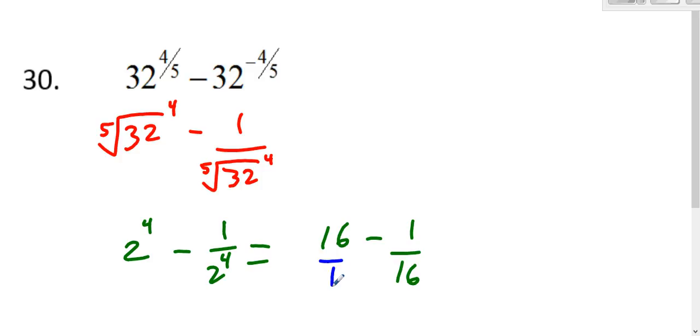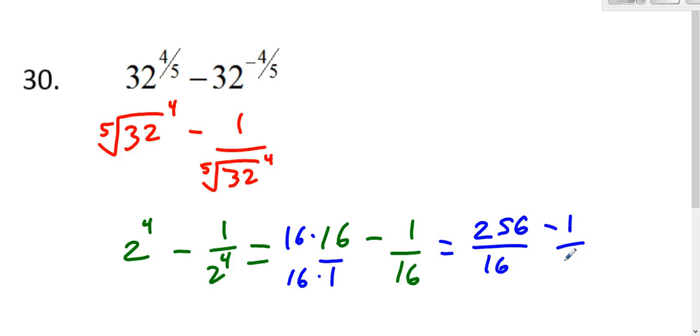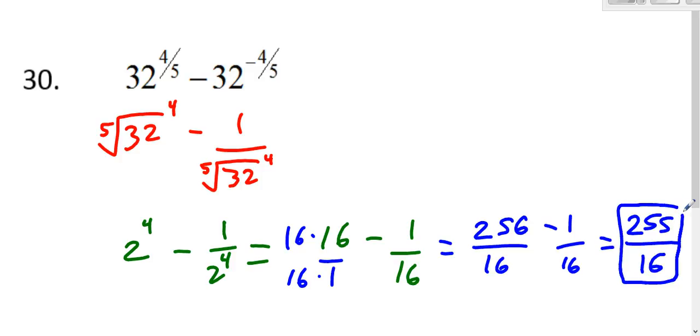And to combine those, we want them to have a common denominator. 16 times 16 is 256 over 16 minus 1/16. So the final answer is 255/16.